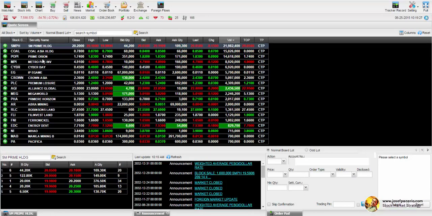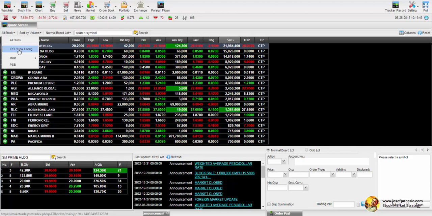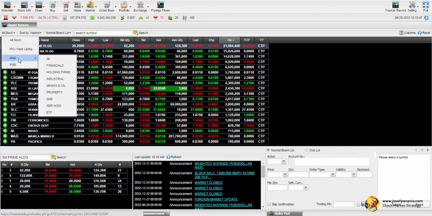So above the main display are the four navigational menus ready for you to use based on your needs. These are the other menus. We have all stock, IPO. Under all stock, we have IPO, new listing, main, and under main you have financials, holding firms, industrial, mining and oil, property, SME, services, and exchange traded fund.